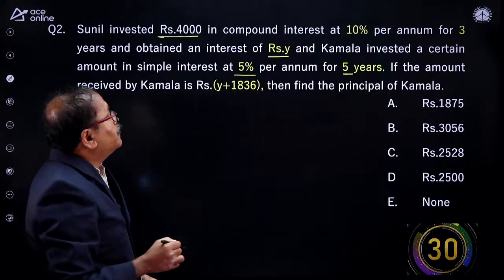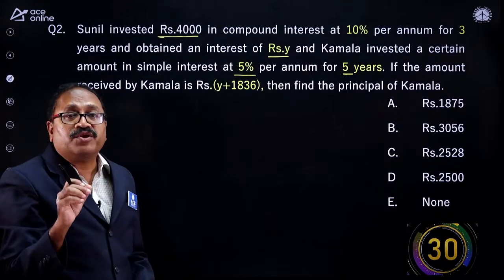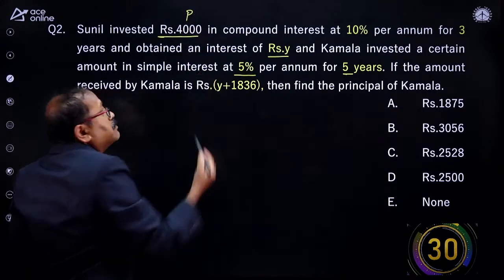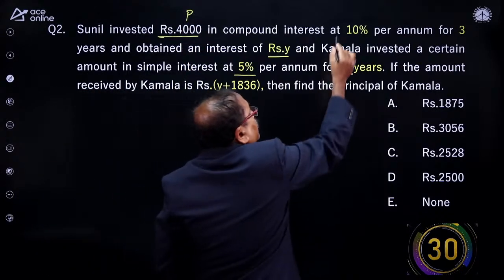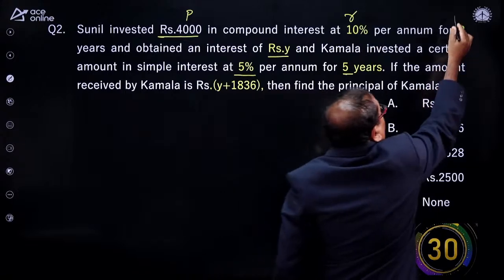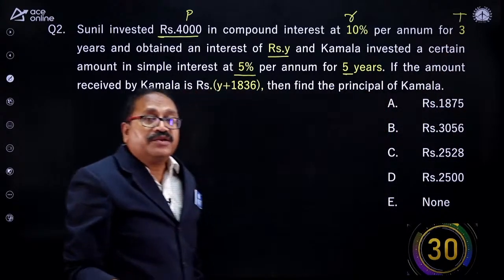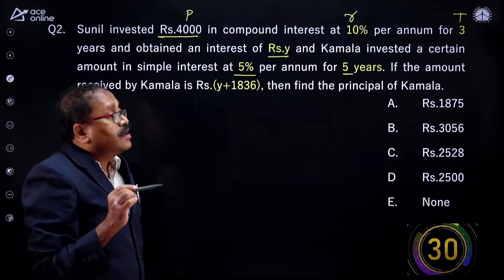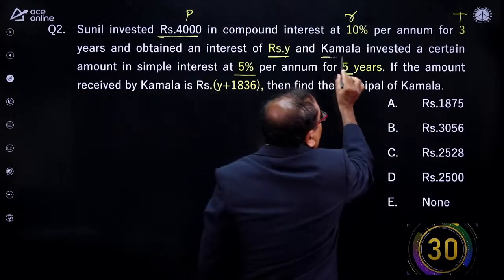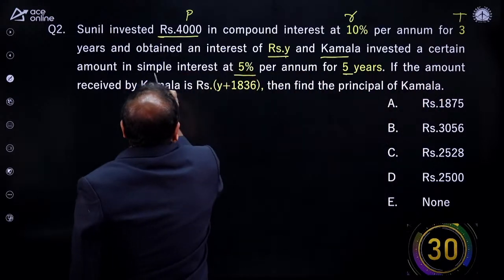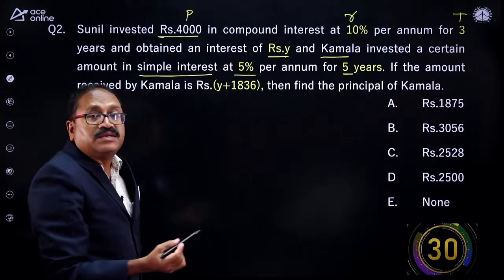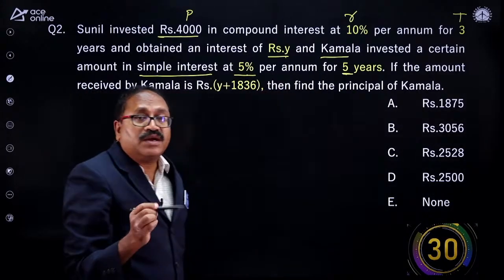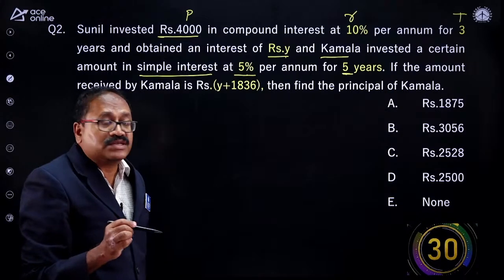You are seeing what the information is in the first case. This is compound interest and we have all the information about finding out the interest. We have the principal, the rate of interest and the time also. So we can find out the interest, and that interest is nothing but Y. Now it is being told that Kamal invested a certain amount at simple interest at 5% per annum for 5 years. So we know the interest will be 25%.